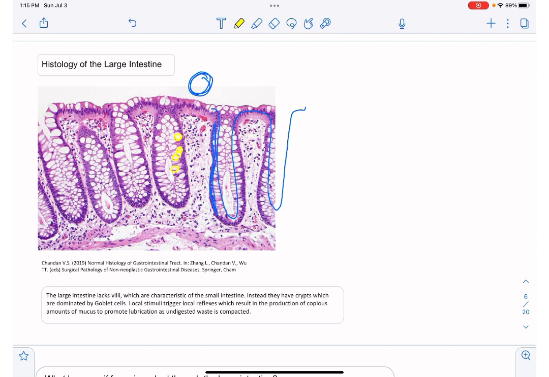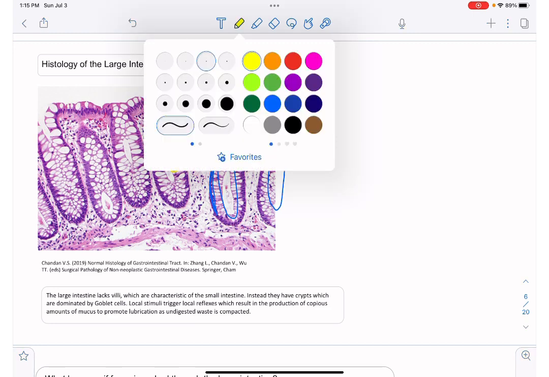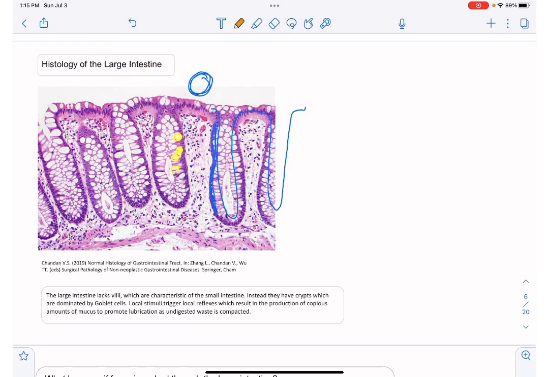And those goblet cells, if we read down below, are going to produce copious amounts of mucus. They're going to produce a whole lot of mucus that is going to line the lumen of the large intestine. And this is going to provide important lubrication as this undigested waste is compacted.